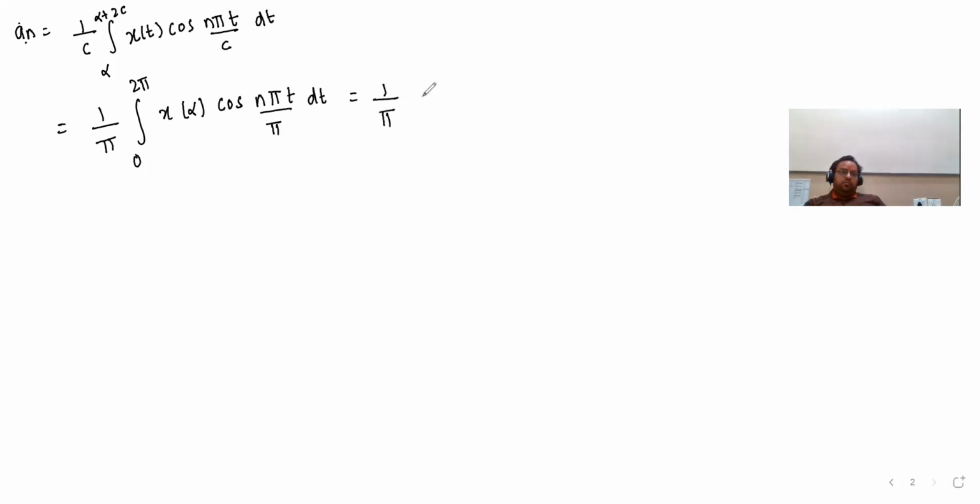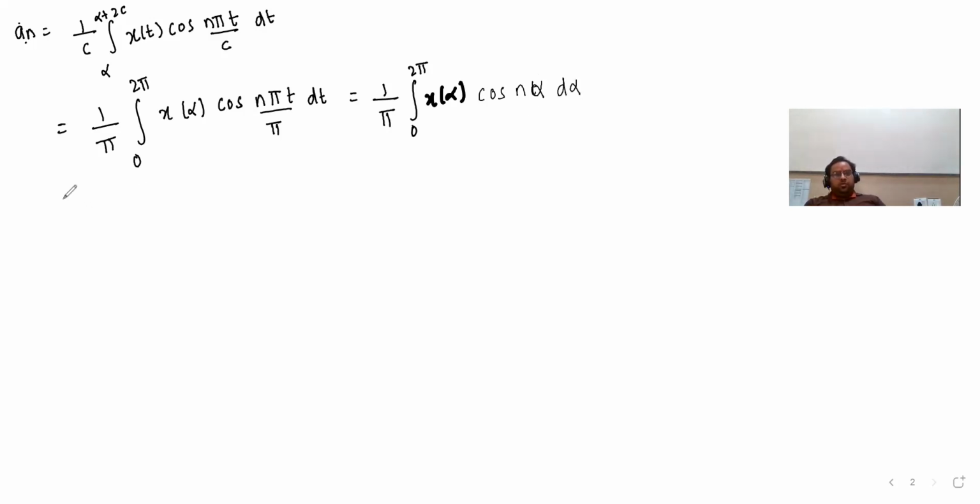So we get here 1 by pi, integral from 0 to 2 pi of x of alpha, that is essentially a sine alpha, but that is only from 0 to pi. So I'll better write here x of alpha only, and then here I get cos of n t, this becomes n alpha d alpha.